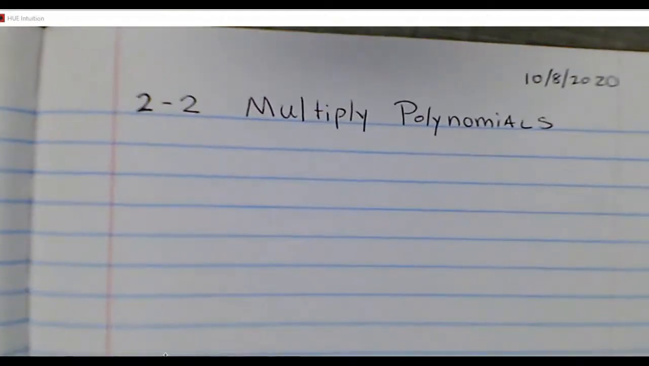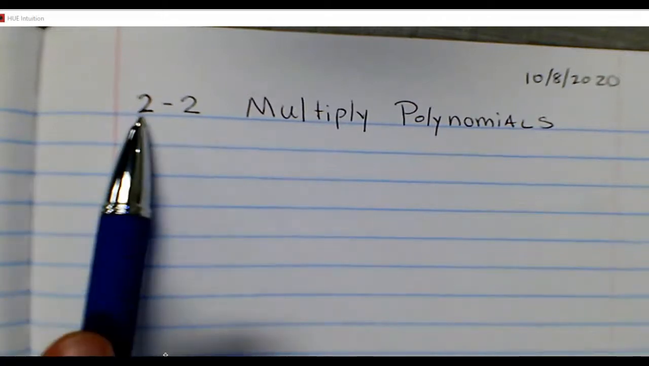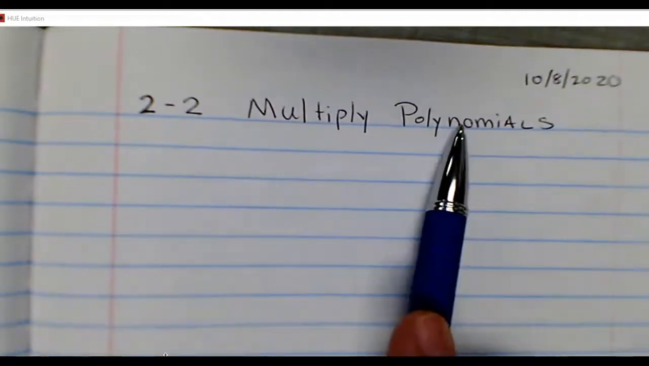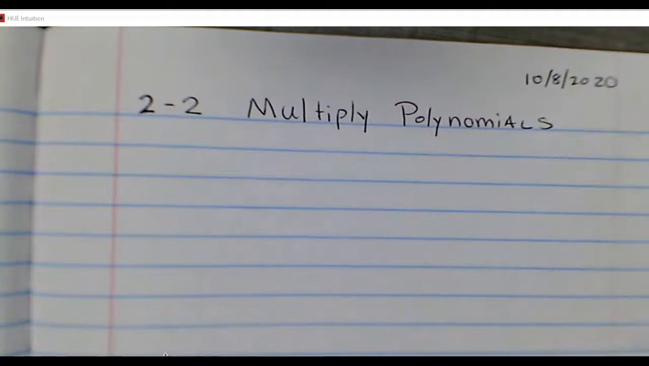When you take notes, you need to put the section number. This is the second unit, and this is the second lesson. That's what 2 means. And we're going to multiply polynomials, and you need to put the date.